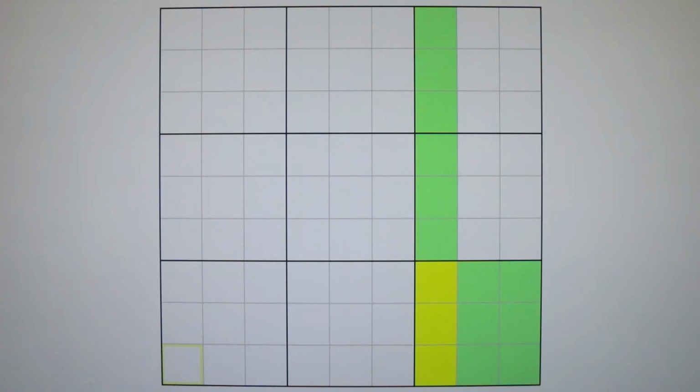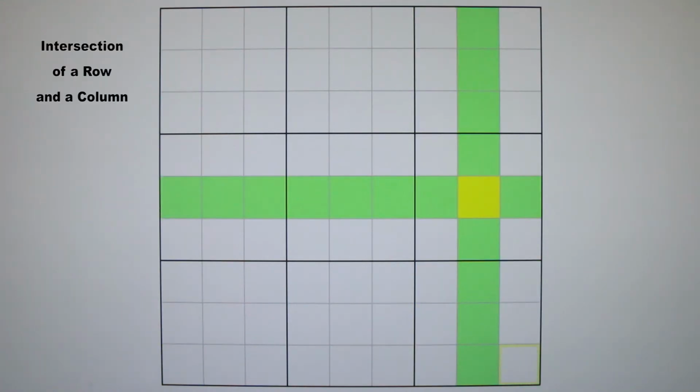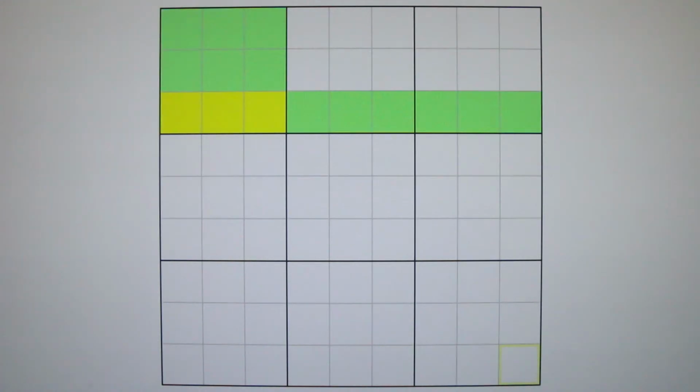Notice that the intersection of a row and a column can only be one cell, like this. So this does not come into play with locked subsets or locked candidates. As you can see, the intersection of a row and a block, or of a column and a block, is always restricted to just 3 cells.